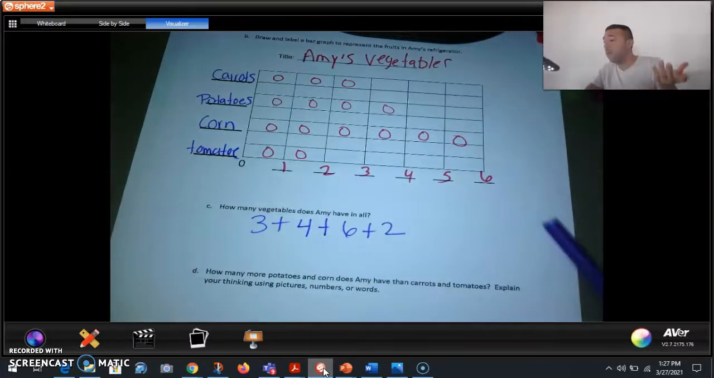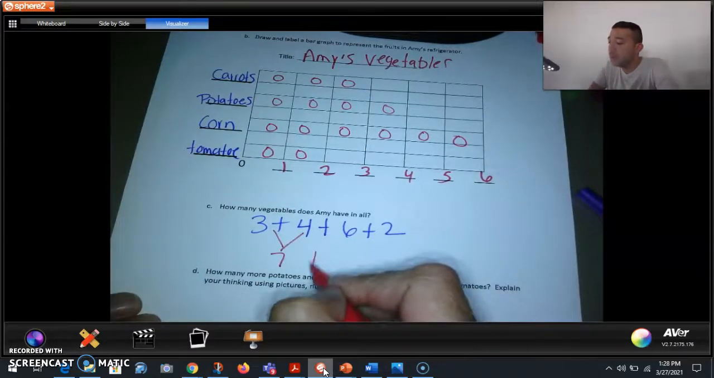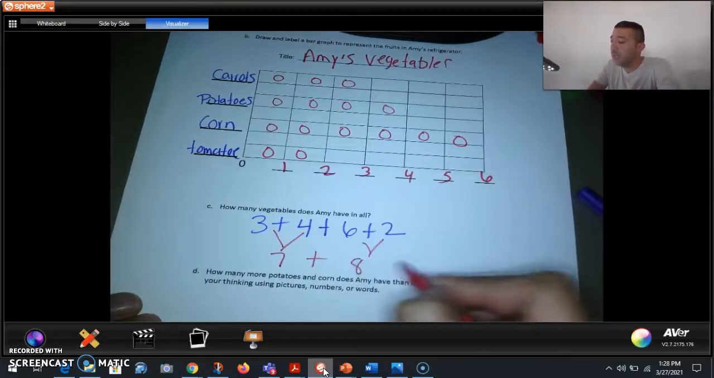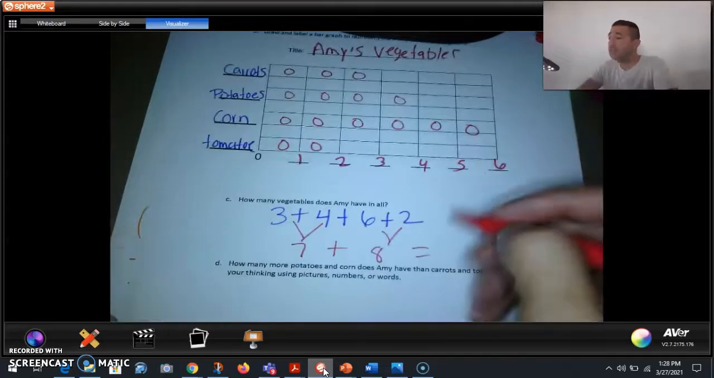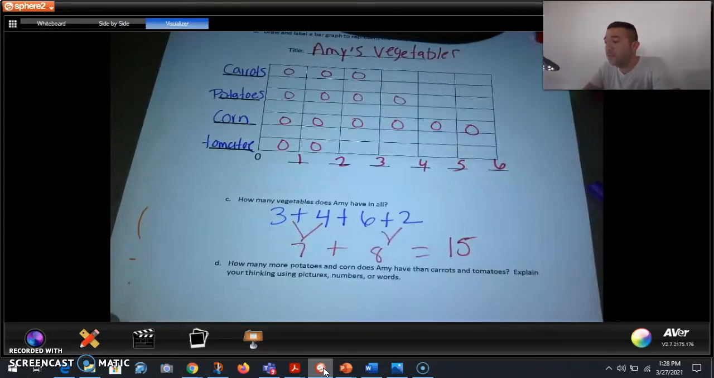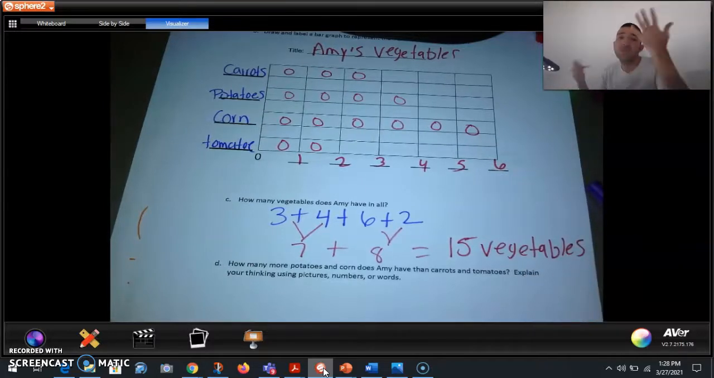So we're going to have to add, right, to get the total. So 3 plus 4, we know that is 7, plus 6 plus 2 equals 8. What's 7 plus 8? My answer is 15. So the answer is 15 vegetables. Right? Easy and simple. That's all we do, guys. Okay, go ahead and pause this video. You need to pause it so that we can continue to the next one.